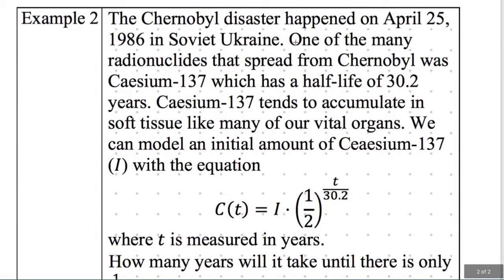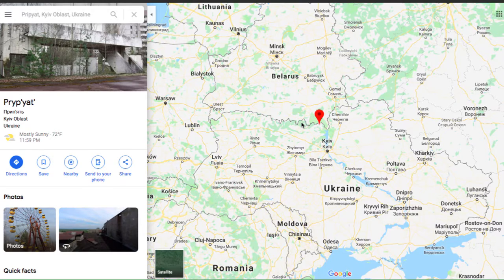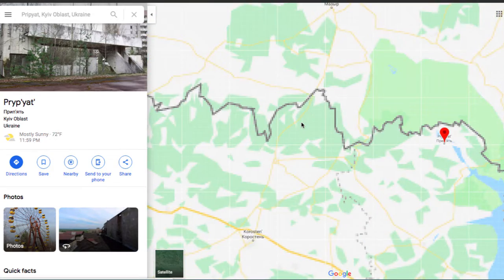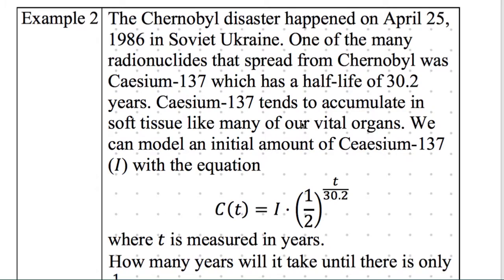All right. Makes sense. So I talked about Chernobyl a bit. We saw the map. This is where Chernobyl is. It's in the northern part of Ukraine, on the border of Ukraine and Belarus. So let's talk about that radioactive cesium-137.